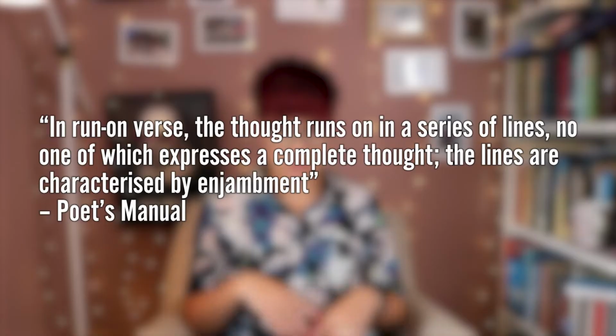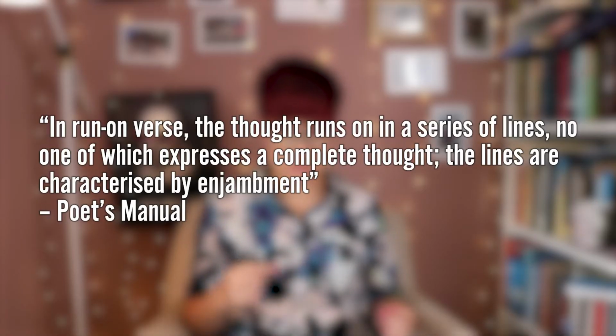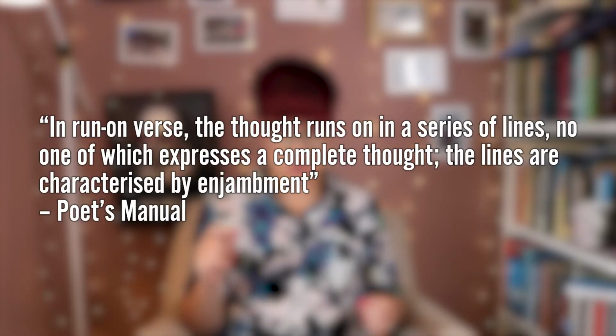Next up is run-on verse. In run-on verse, the thought runs in a series of lines, no one of which expresses a complete thought. The lines are characterised by enjambment. In run-on verse, the thought goes across multiple lines, not just two. The complete thought is not expressed on any one line. You need multiple lines to complete that thought or clause or sentence.